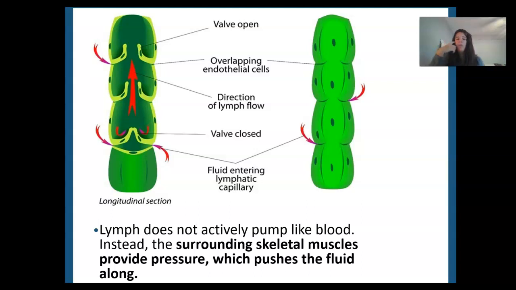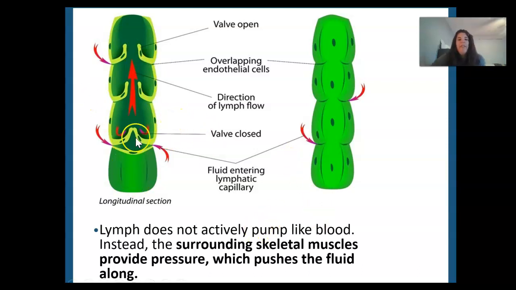And so that's sometimes why people who don't use muscles can often retain water or have fluid imbalances, because when you're not moving, you're not being able to push pressure on these different valves. Thus, the fluid can't flow and move the way that we need it to because there's no other pumping mechanism.